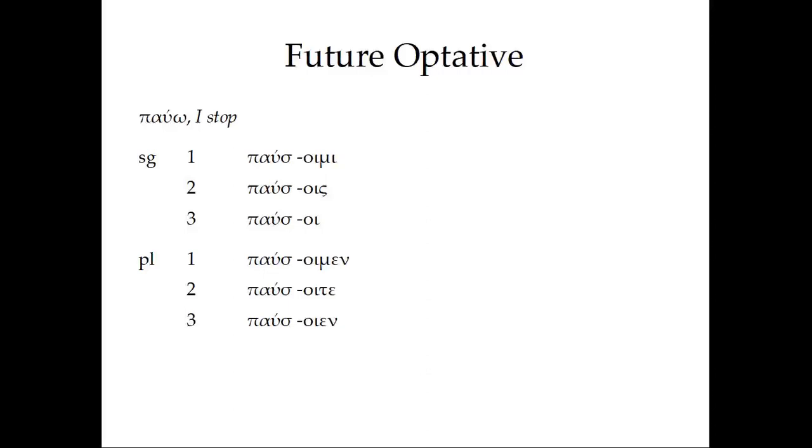For the perfect optative, we're going to see something very similar. We're just going to add our normal perfect reduplicated initial consonant and kappa there after the vowel or diphthong at the end of the stem. And that gives us the perfect optative.